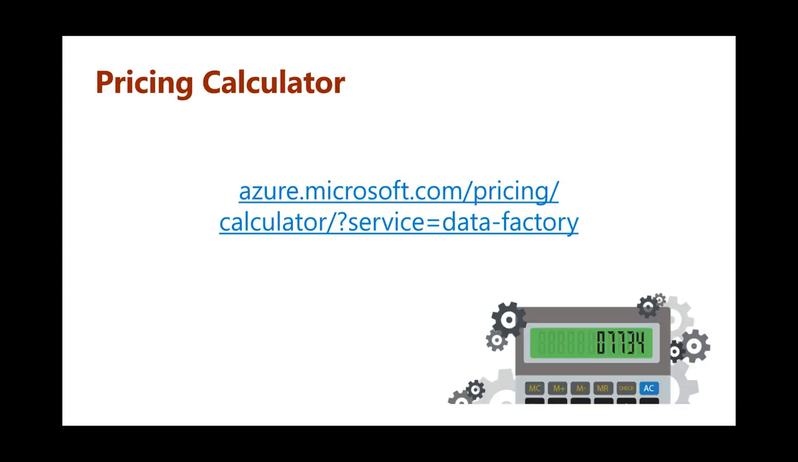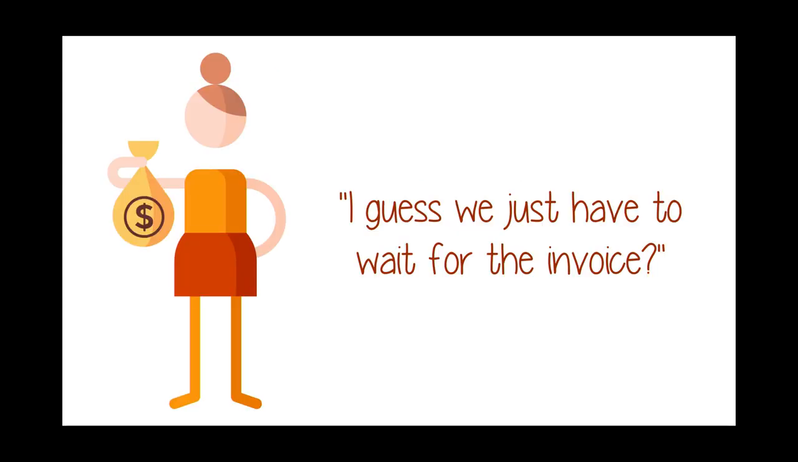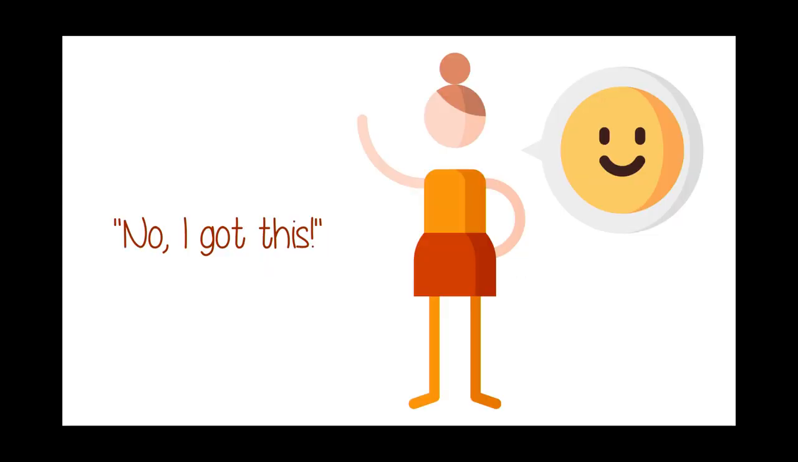There is a pricing calculator. You do need to understand the different types of activities, the hours, and the times that you're running things. But once you know the details that I've given you an overview of in this session, you can go in and use this pricing calculator and get those monthly estimates that you can provide to your management. So instead of going, I guess we just have to wait for the invoice, if you take some time to learn this and understand this and create those estimates, you can say, I got this instead.